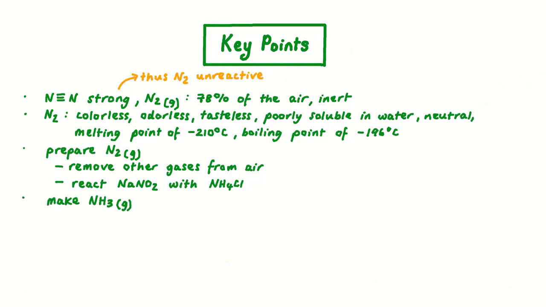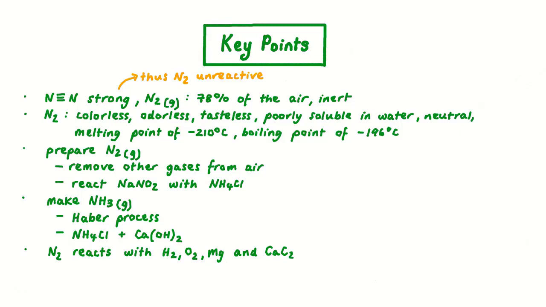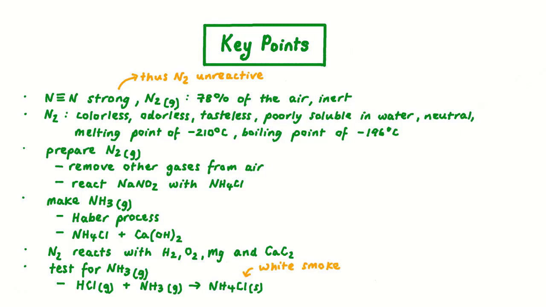The nitrogen base species ammonia can be made using the Haber process, which involves reaction of nitrogen and hydrogen, or by reaction of ammonium chloride and a strong base, such as calcium hydroxide. We also covered that nitrogen, with a lot of energy, reacts with hydrogen, oxygen, magnesium, and calcium carbide. And we looked at the test for ammonia, which involves reaction with hydrogen chloride, producing ammonium chloride in the form of a white smoke.